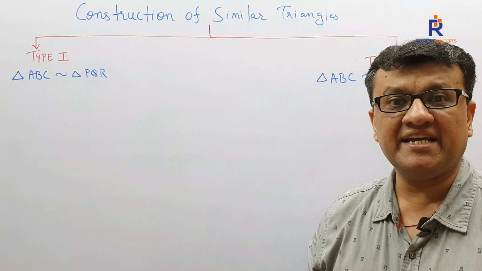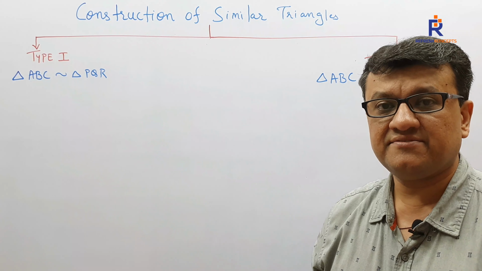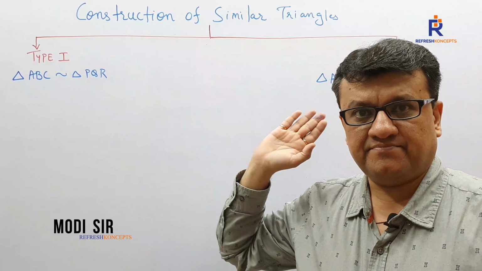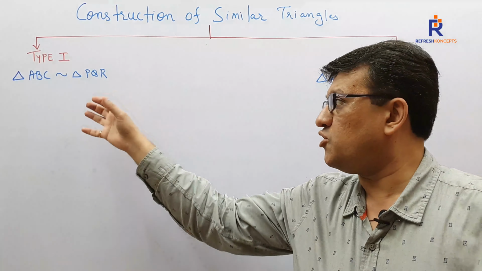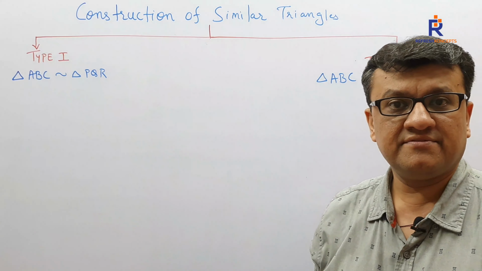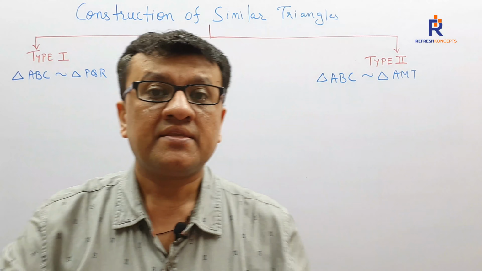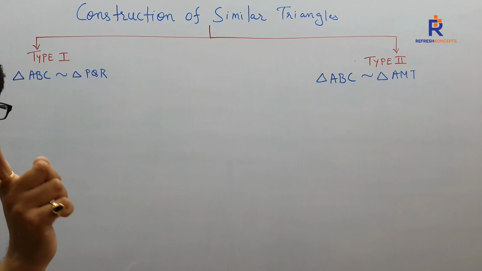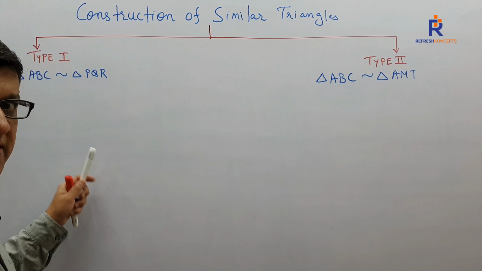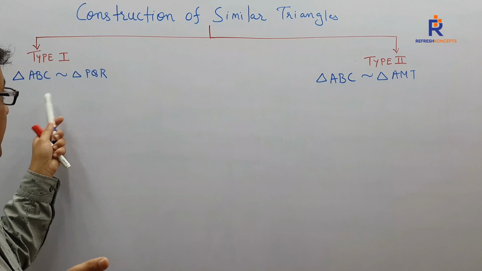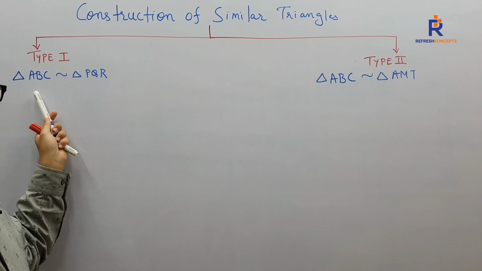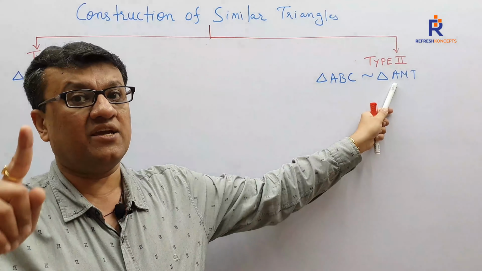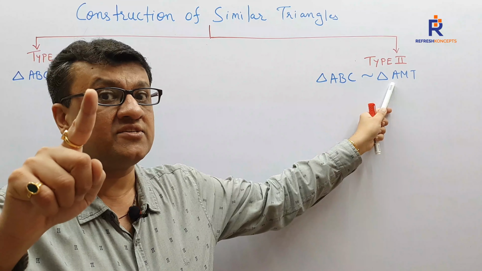Now I'm going to highlight the points of similarity. We are not talking about similar triangles, but what will be common to both types. What data will be given here also and here also, which is going to be common. So now I shall tell you what things are going to be common in both the types. I hope you have understood the difference and how to distinguish between type 1 and type 2. Once again, totally disjoint triangles, no relation: ABC, PQR, no connection. ABC, AMT, connection with vertex A. One letter common, one vertex common.